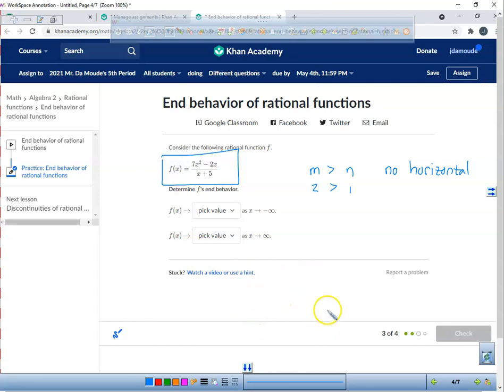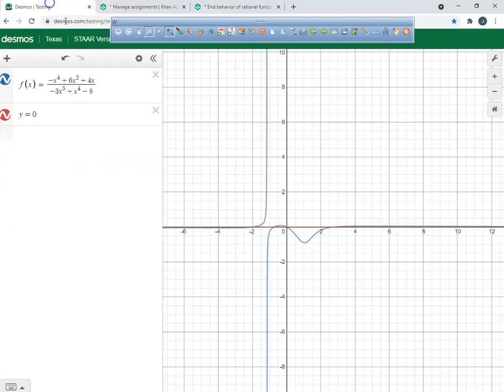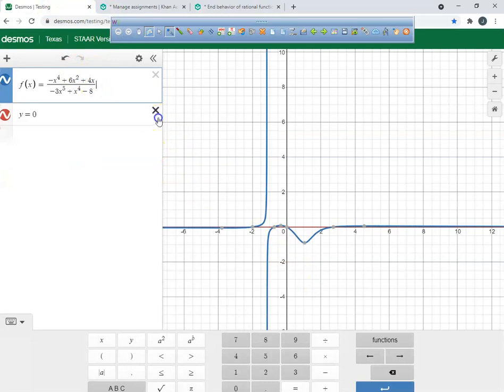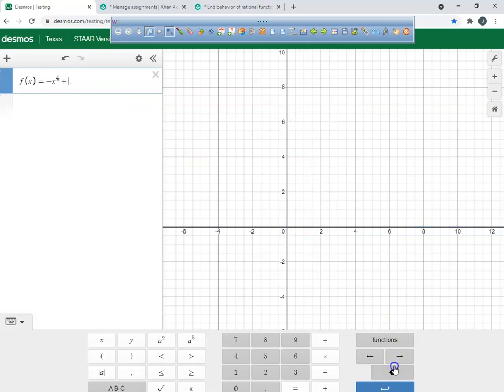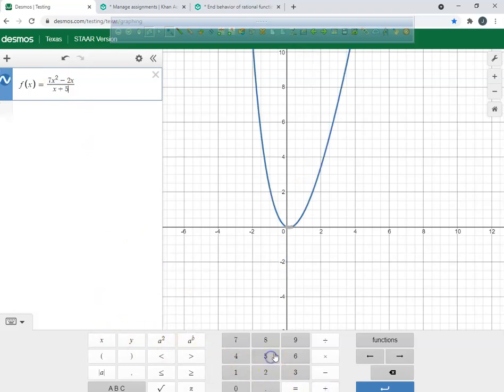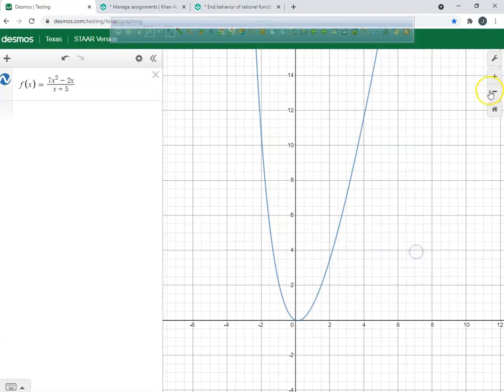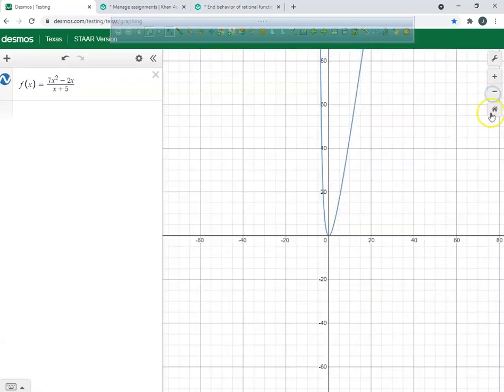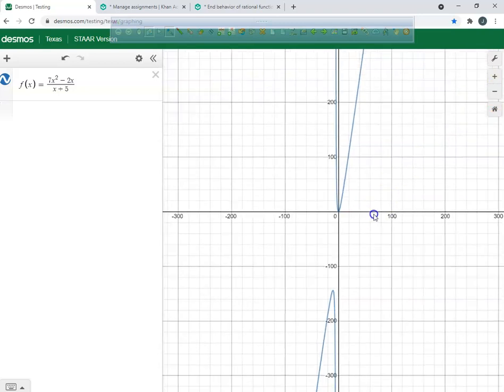7x squared minus 2x over x plus 5. You look at that. Let me zoom out a little bit more, because this is where you've got to be careful.